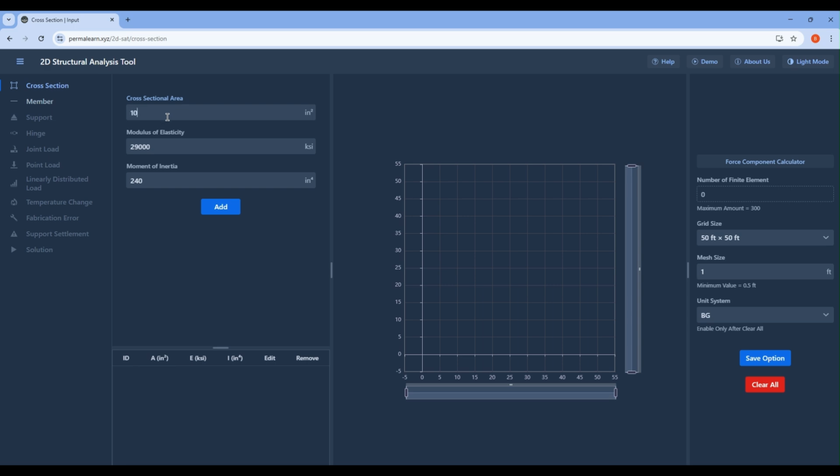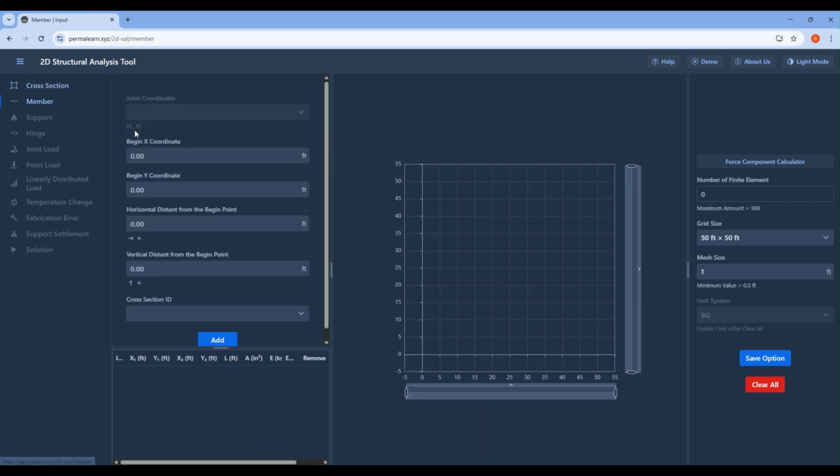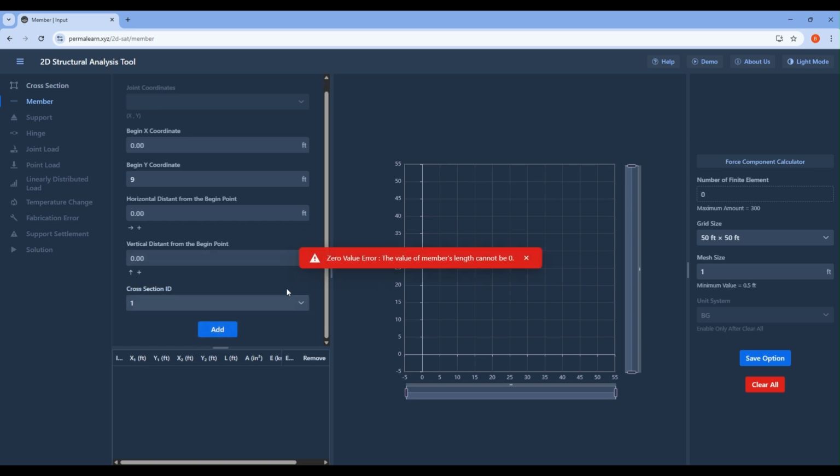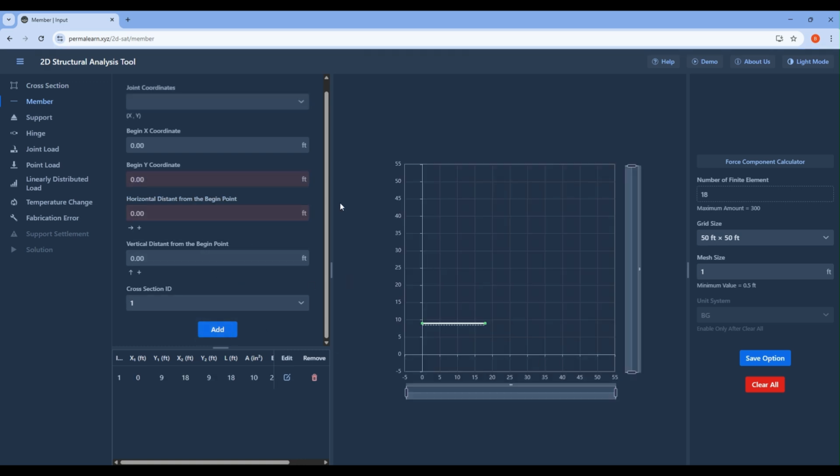So I give it equal to 10, and starting with the member, our member begins with x equal to 0 and y equal to 9. And the cross-section ID is 1, 0, and 9. Oh yes, and it goes to the right 18, like this. And then from point B here, it goes downward 9. So this is our structure.